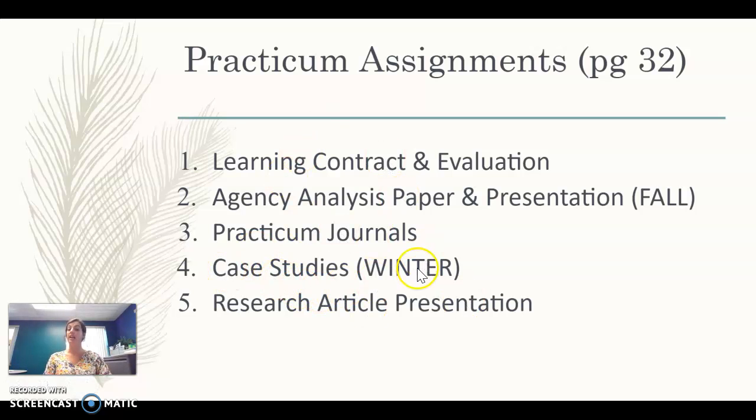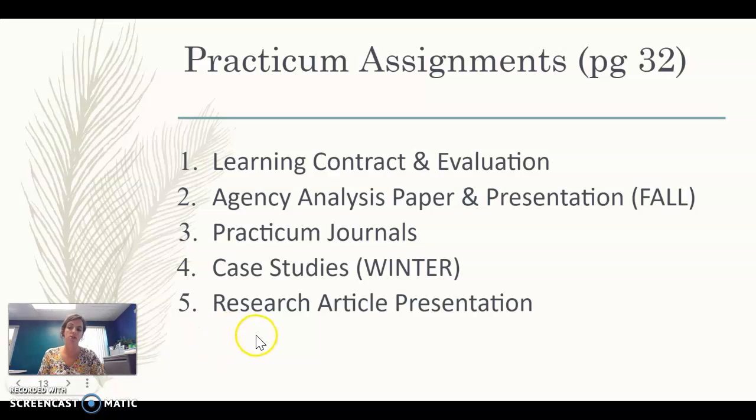Students are responsible for a case study in the winter. The goal is that by winter semester they'll have identified, when appropriate and if it works in the agency, a client they're able to share a case study on with the class, obviously maintaining confidentiality. We hope that by the end of winter semester they have engaged enough with a specific client that they'll be able to go through our generalist model of how they worked with that client. That's one of the presentations we encourage the student to share with their supervisor.